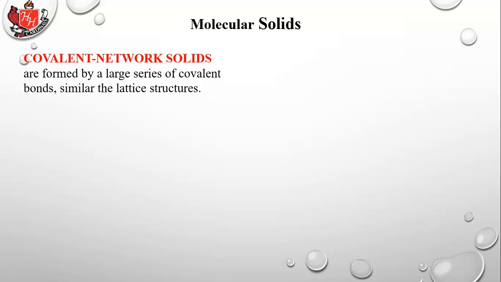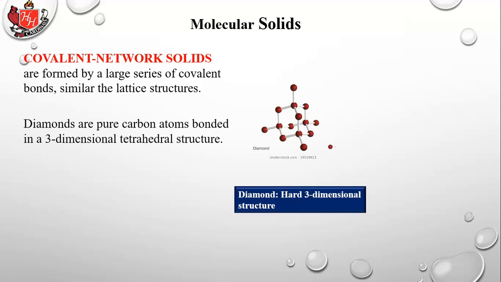Covalent network solids are formed by a large series of covalent bonds, and they're somewhat similar to lattice structures, except they're covalent bonds, not ionic bonds, that form them. Diamonds are pure carbon atoms bonded in a 3-dimensional tetrahedral structure. We'll learn about the different geometry structures in a couple of weeks, but that's an example of the structure of diamond. It's the hardest substance on Earth, and it forms that 3-dimensional structure.